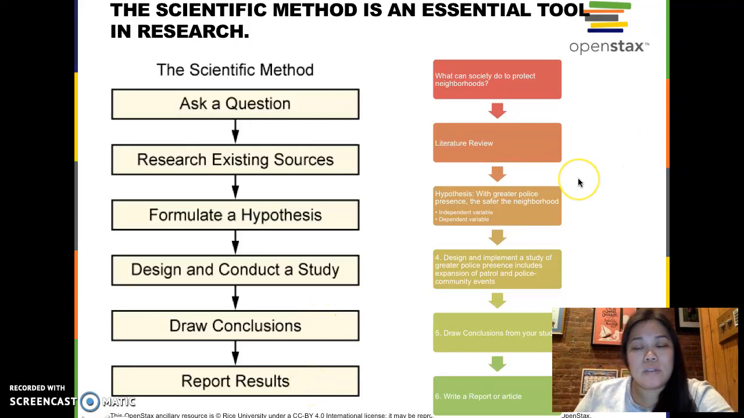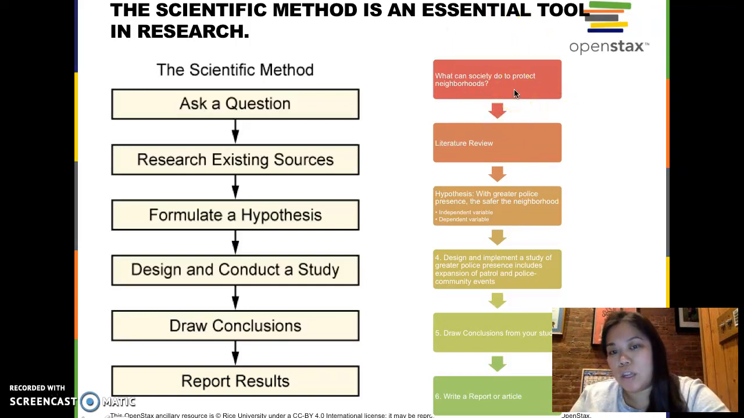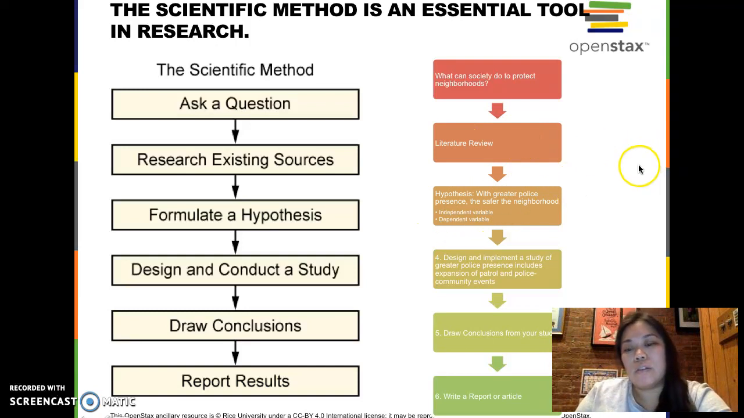So here, in this example, I should tell you a little bit about how the scientific method could be applied to thinking about safety. Your overarching question would be something like, what can society do to protect neighborhoods? You would conduct a literature review, which means that you would research existing articles and studies out there to find out what they say about this research question. You would do a hypothesis, an educated guess, which could be something along the lines that with greater police presence, the safer the neighborhood.